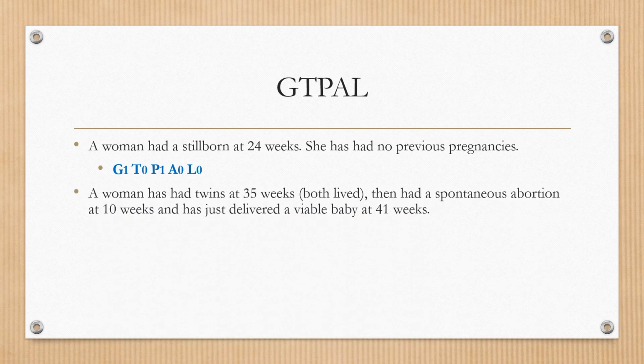You have a woman who has had twins at 35 weeks, both of them lived. She had a spontaneous abortion at 10 weeks and just delivered a viable baby at 41 weeks. Take a moment, see if you can figure it out.